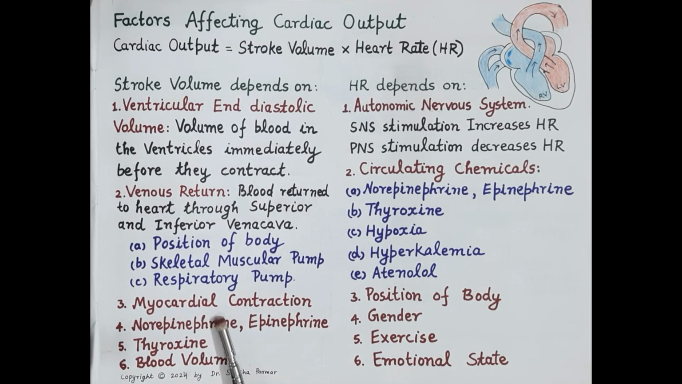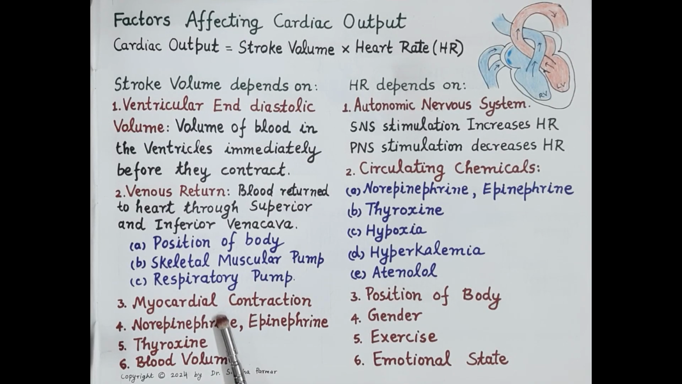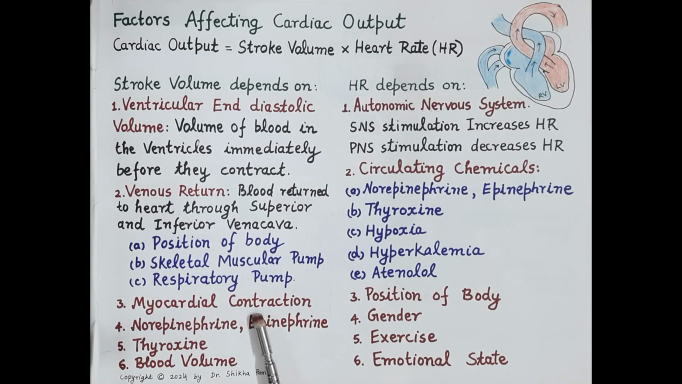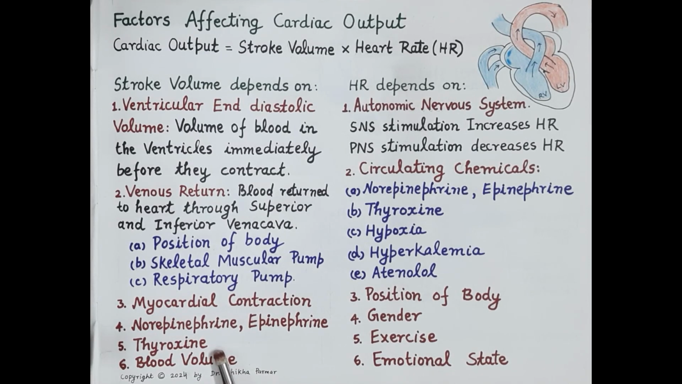Now, this contraction of the myocardium or the cardiac muscles depends upon the release of norepinephrine and epinephrine. So, higher is the release of norepinephrine or epinephrine, more forceful will be the myocardial contraction and higher will be the cardiac output. Now, similarly, increased secretion of thyroxine also increases the myocardial contraction and increases the cardiac output.